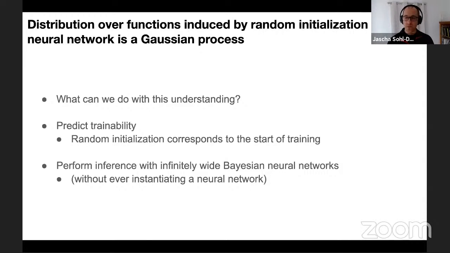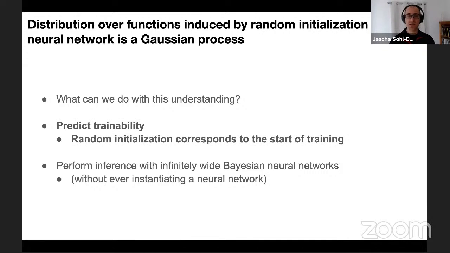Second, this result actually holds more generally for Bayesian neural networks. As we'll discuss, for Bayesian neural networks, this equivalence doesn't just apply to the network at initialization, but also holds for posterior predictions on test points. So let's start with predicting trainability.